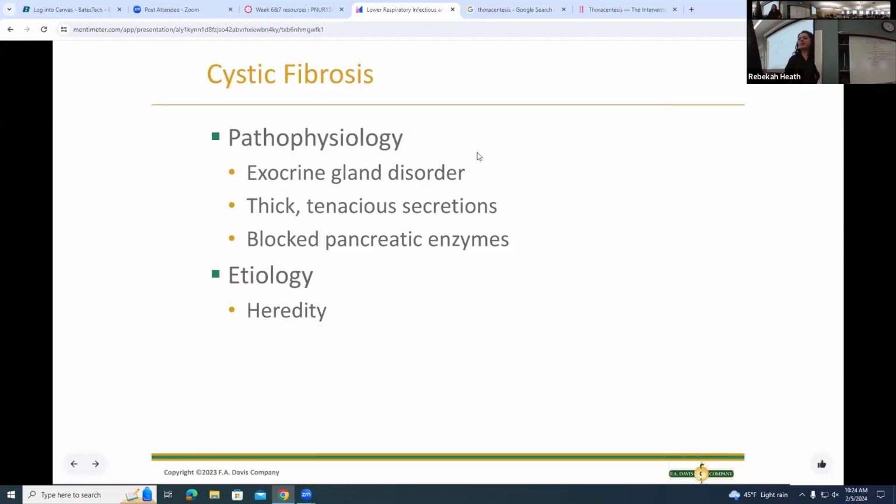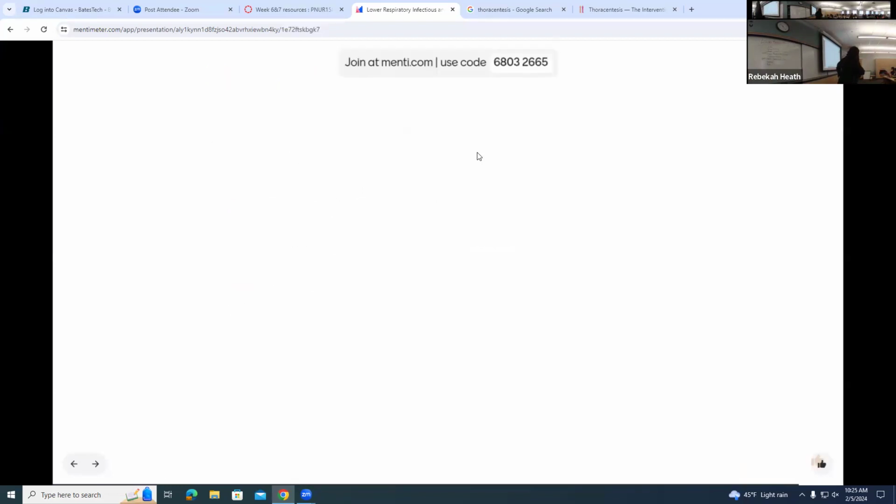It's characterized by thick, copious amounts of sputum. That's our biggest goal with these guys, is just keep their airway clear because they're producing so much. They also, because it's that exocrine gland, have blocked pancreatic enzymes. And so they're also going to have some GI issues as well. A lot of times they have diarrhea and other issues. It's always hereditary.